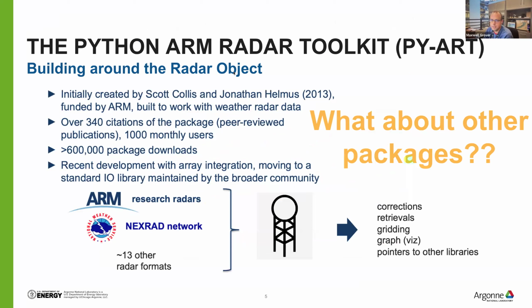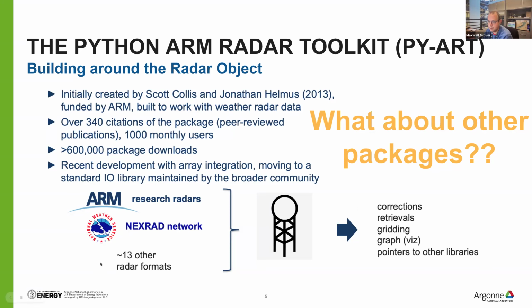The first Python toolkit in the space, and one of the first within Python, was the Python ARM Radar Toolkit. This was originally created by Scott Collis and Jonathan Helmus in 2013, but has been funded by the Atmospheric Radiation Measurement User Facility, which is a Department of Energy user facility. It was made to work with a lot of the ARM research radars at first, because they set up all these new radars and people, especially the research community, needed tools to be able to work with them.